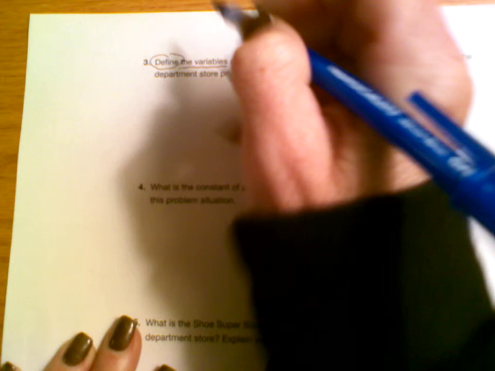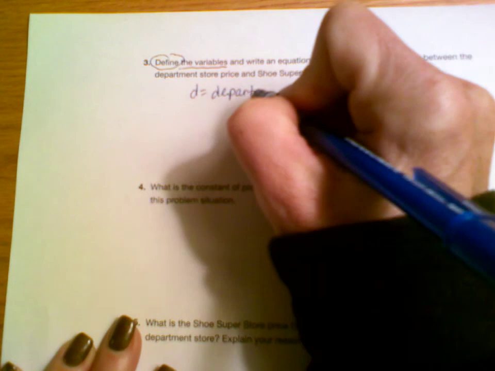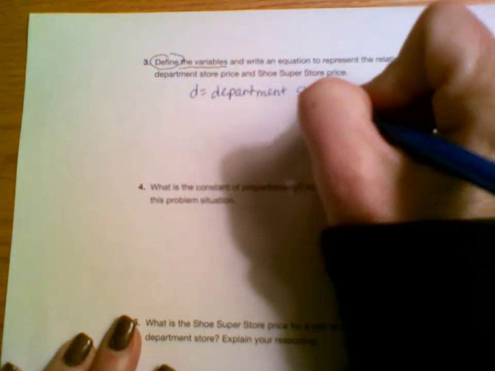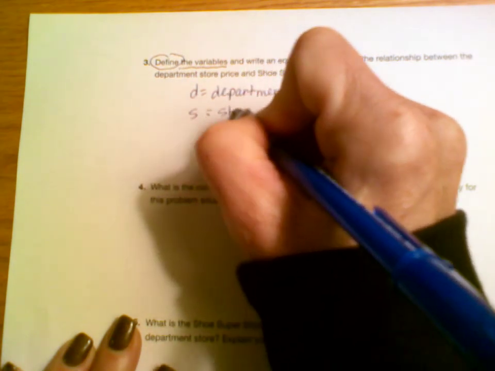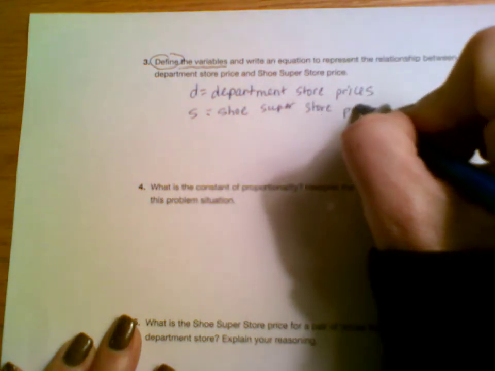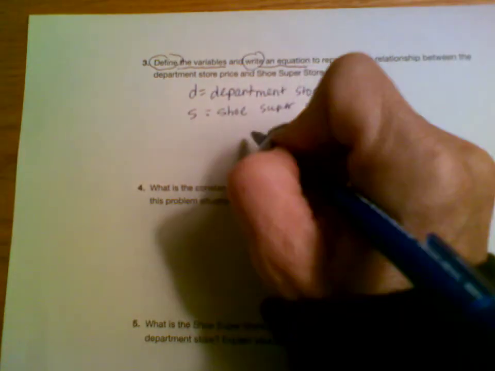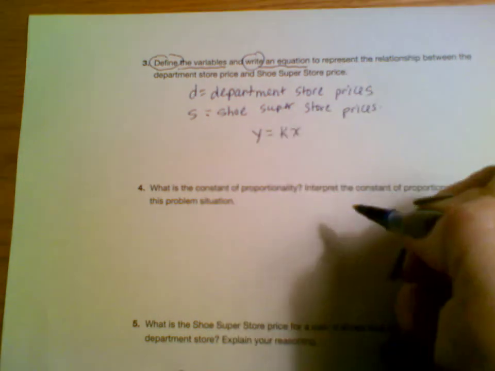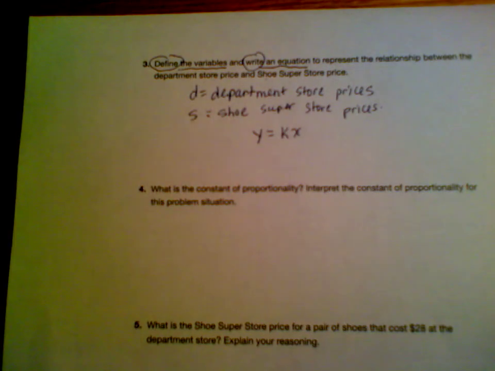Okay, here's what I want you to remember a lot from chapter 2. So it says to define variables. I'm marking my text. We had just said that D is going to equal the department store prices, and S is going to equal the Shoe Superstore prices. Now it tells me to write an equation. Remember, as soon as I see that, I'm writing down y equals kx to represent the relationship between the department store prices and Shoe Superstore.